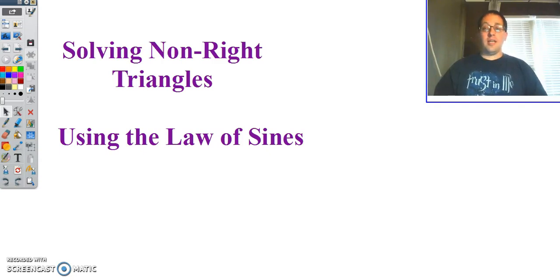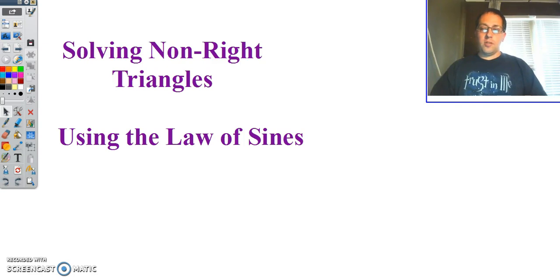Hello class! Today what we're going to talk about is how to solve non-right triangles. We're going to do this using the law of sines. So if you remember, solving a triangle means to find all of the side measures and all of the angle measures. And we've done that with right triangles using SOHCAHTOA and using the inverse sine, inverse tangent, and inverse cosine to get the angles. What we're going to do today is solve non-right triangles.